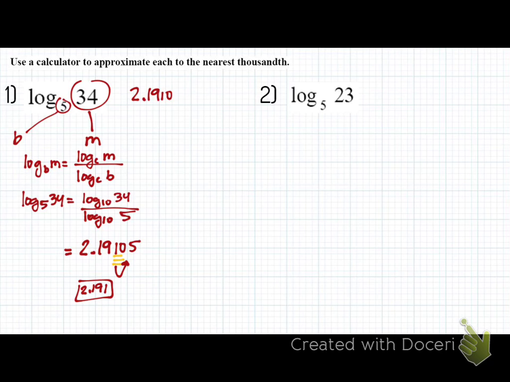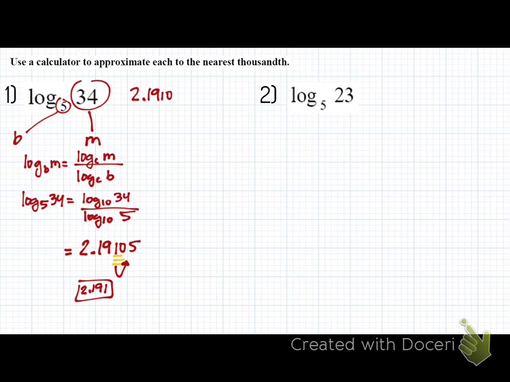Cool. So, and that was our prediction, right? Didn't we originally say our answer is going to be between 2 and 3, but closer to 2? Yeah, that's what it was, okay? That's what we're doing. Number 2, let's do it one more time, okay? One more time. Log base 5 of 23, okay?